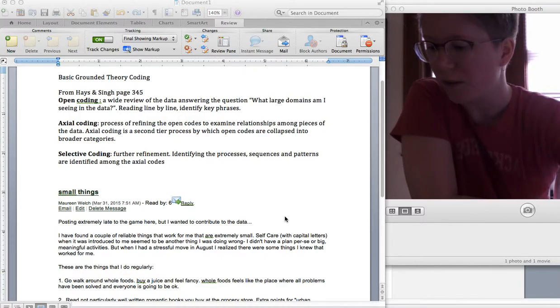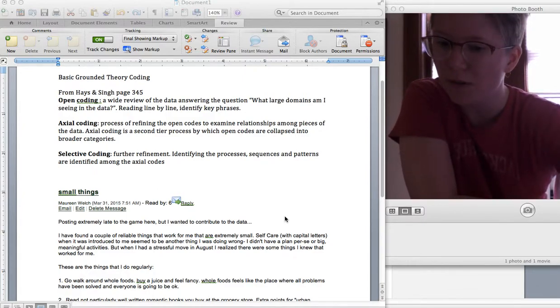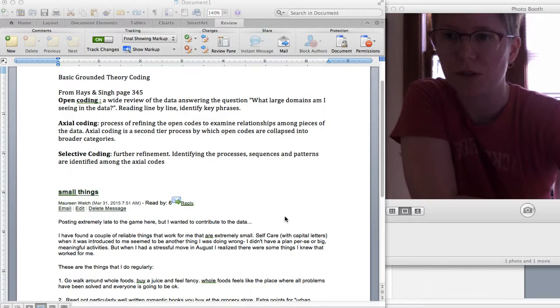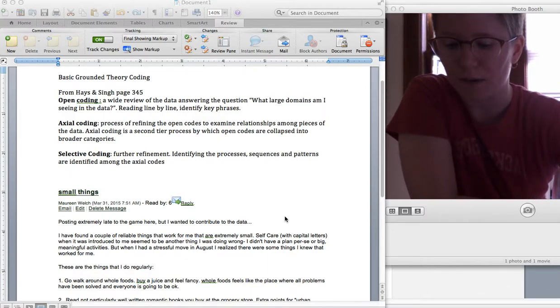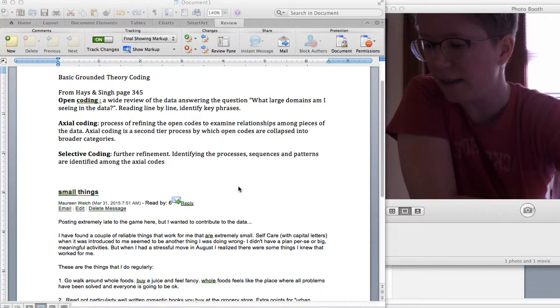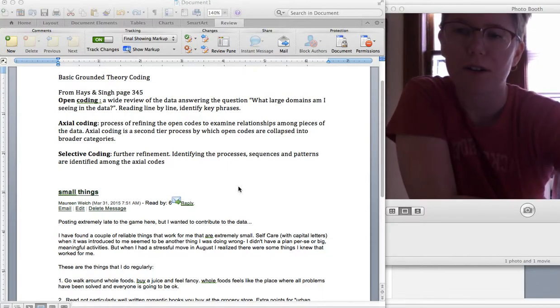And so I'm zeroing in on grounded theory coding because I think it's quite generalizable, and even though it is specific to grounded theory, it's very similar to what you would do in phenomenology, for instance, or heuristic inquiry. So let's just look at this. Really focused on page 345 in Hayes and Singh, there are three basic steps to grounded theory coding.